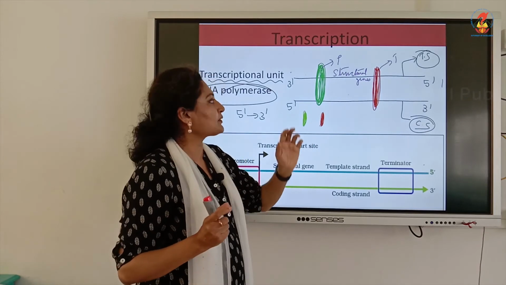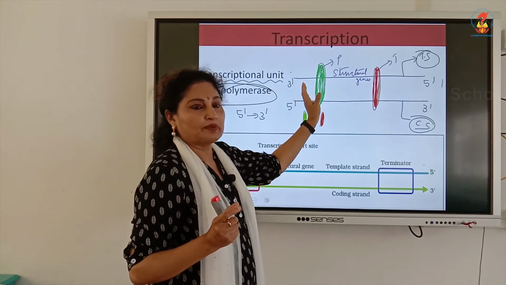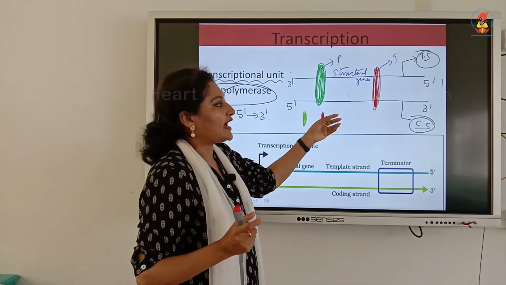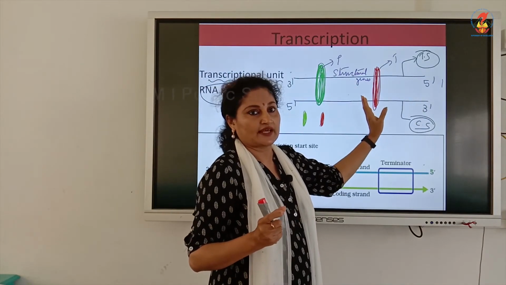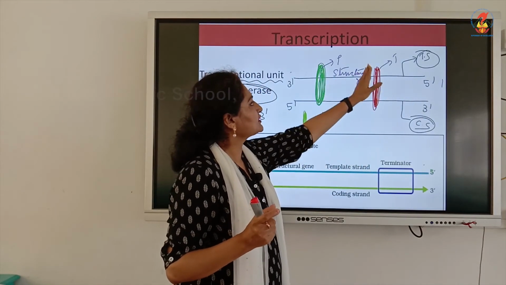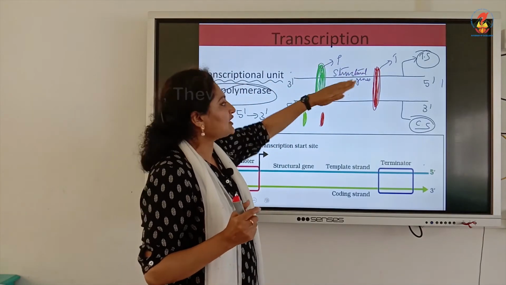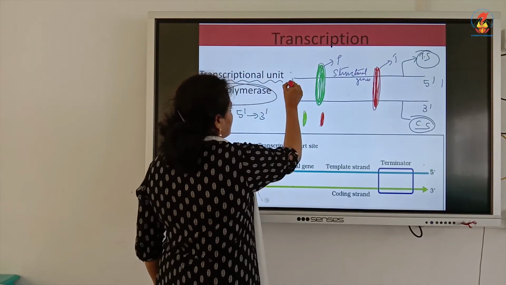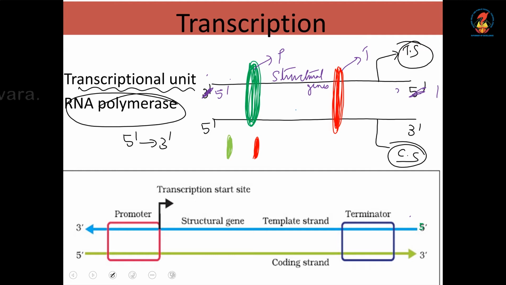Now you are going to locate the promoter and the terminator. Remember where you are going to place the promoter. The promoter should be placed at the 5' end of the coding strand and the terminator at the 3' end of the coding strand. And in between these 2, promoter and terminator, lie our structural genes. You can even reverse the polarity. If you reverse the polarity, here it's 5', 3', and this is 3', 5'. What happens? This lower strand becomes the template and the top strand becomes the coding strand.